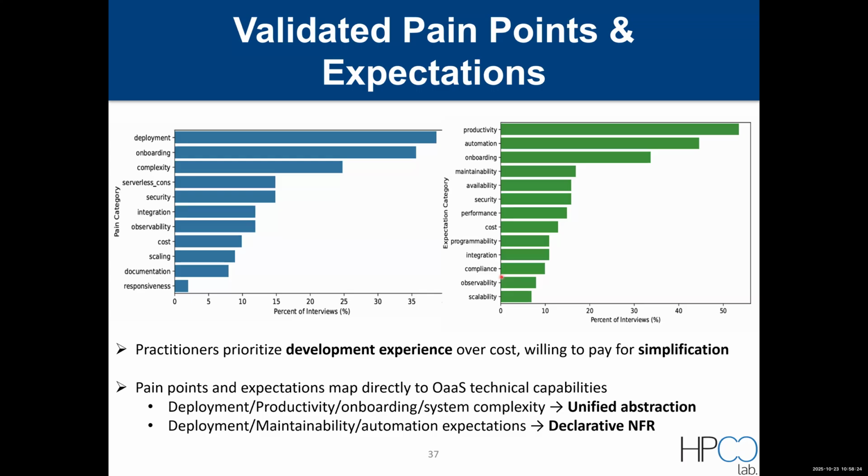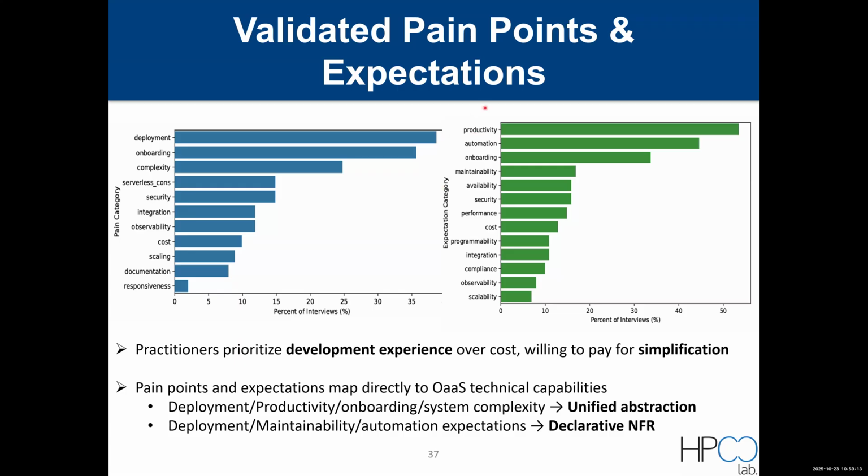We have two plots here. On the left side is the pain category, and on the right side is the expectation, what they want to get out of the solution, or the criteria they want to see from the solution. In the pain plot, we can see the top three. The first is deployment, which is basically a difficult thing for them. The second is onboarding: having a new hire learn the thing takes a lot of time, and they want to optimize this to get people onboarded faster. Then there is complexity: the system is really complex and hard to use. Some of them also talk about the serverless problem and security, and so on.